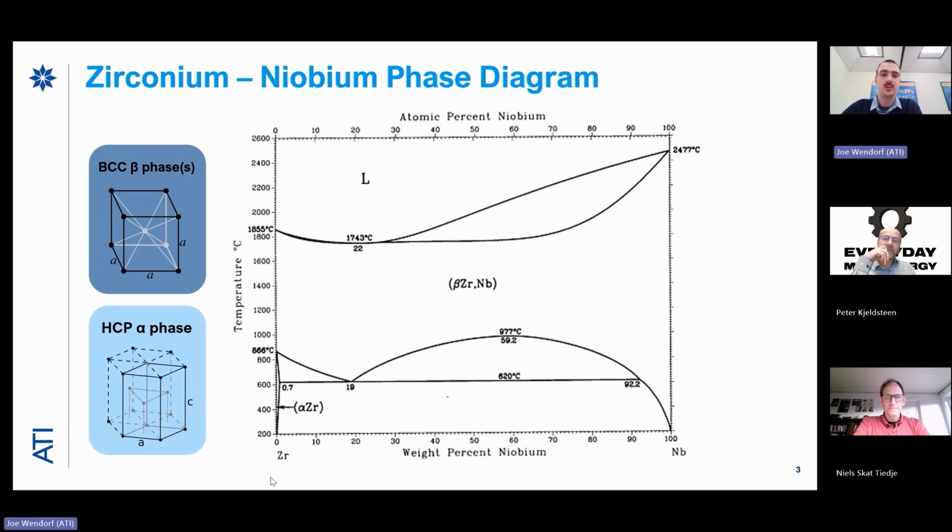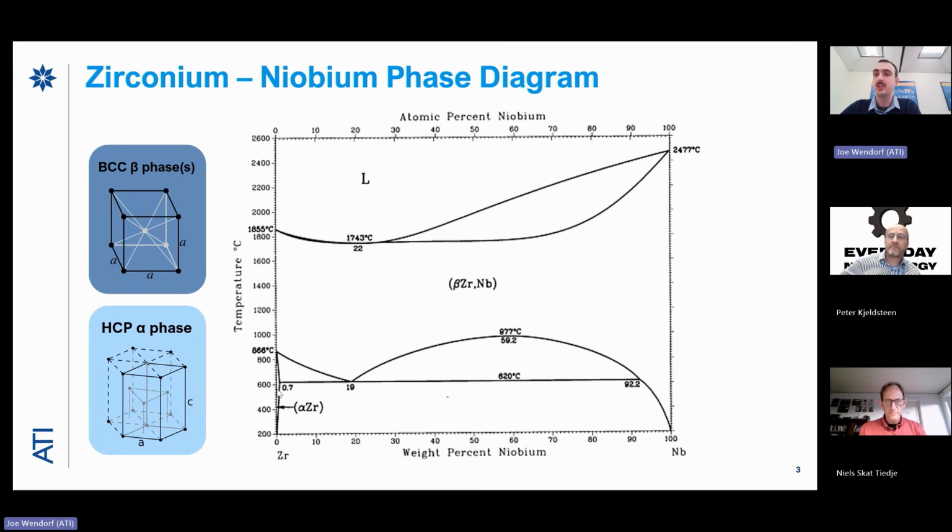So right here I've got pure zirconium on the left and pure niobium on the right. Up at high temperature, we have the liquid phase, and as you cool down, it solidifies into a body-centered cubic crystal structure, which I'm showing here. This is a disordered structure where you just have a random chance of zirconium or niobium at each lattice site. One of the really cool things about zirconium is that it undergoes a solid-solid phase transformation as you cool down. So as you go colder, below, depending on how much niobium content, 866C down to 600C, you'll start forming a hexagonal alpha phase.